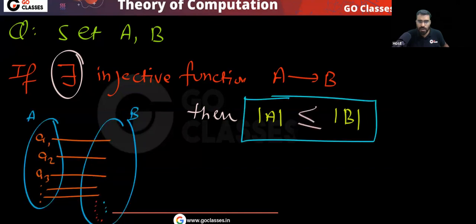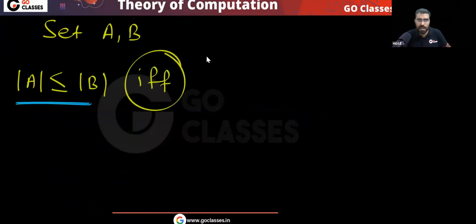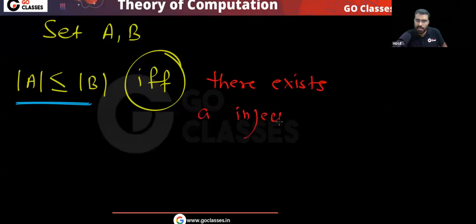Agree? So again, we have an if and only if statement. If you have set A, set B, I can say that the cardinality of A will be less than or equal to the cardinality of B if and only if there exists an injection from A to B.